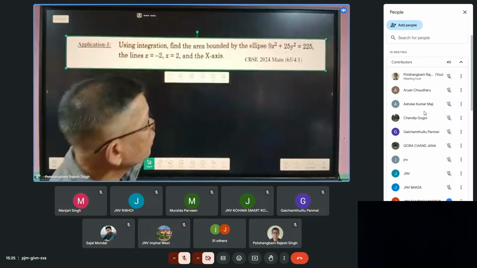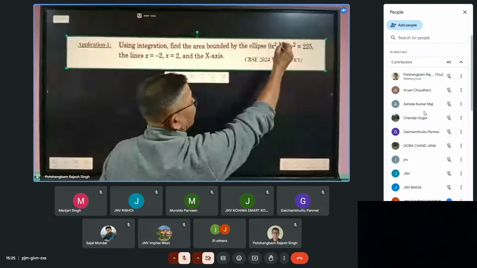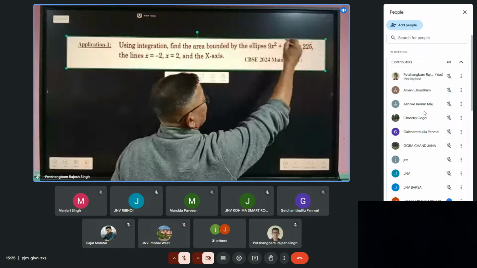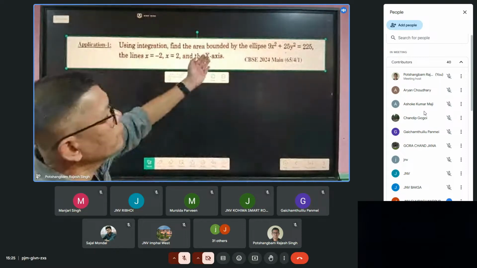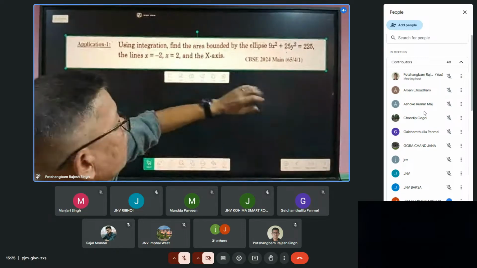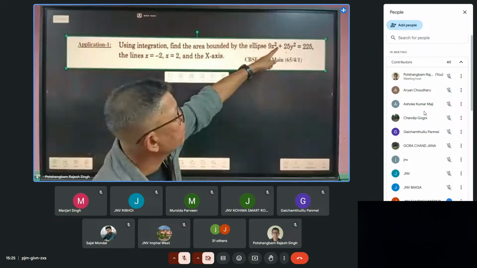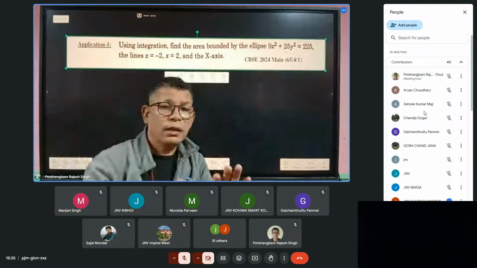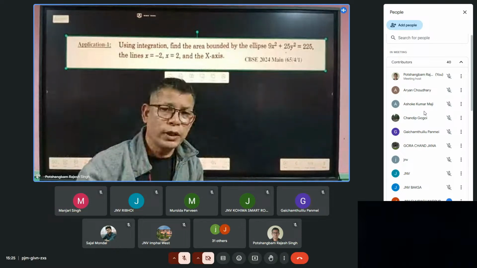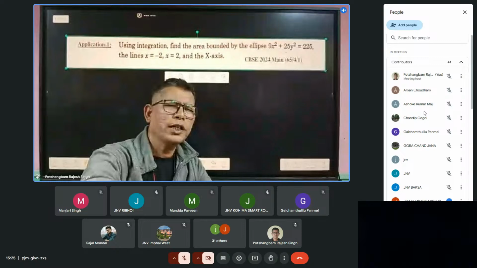So first of all, let us identify the curve. What is the curve given here? Ellipse. Okay, this is the ellipse. So you are going to find the area of the ellipse. It is already mentioned that the area should be defined with respect to the x-axis. Sometimes it may not be mentioned. For this question, it is already mentioned that the area should be defined with respect to the x-axis.